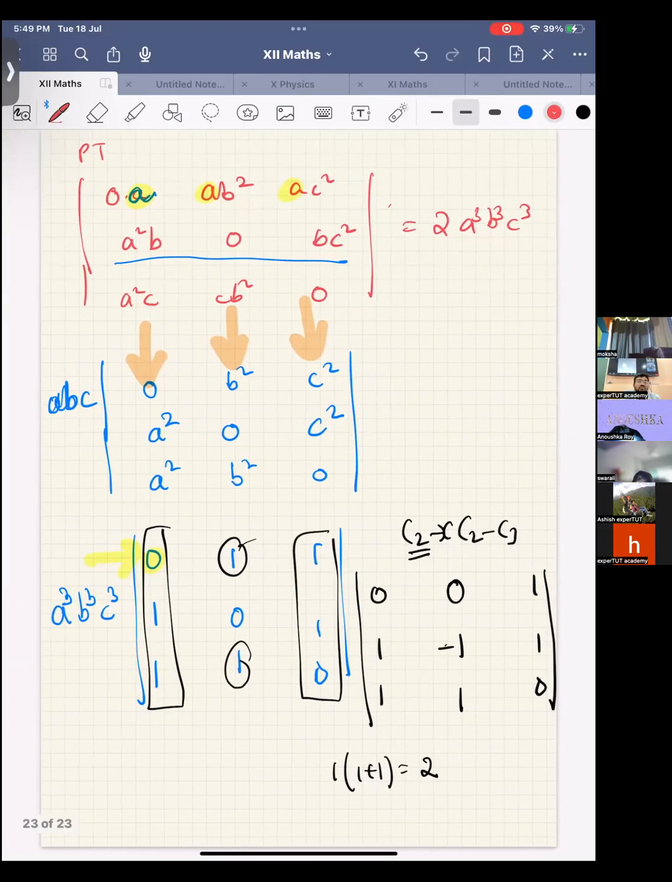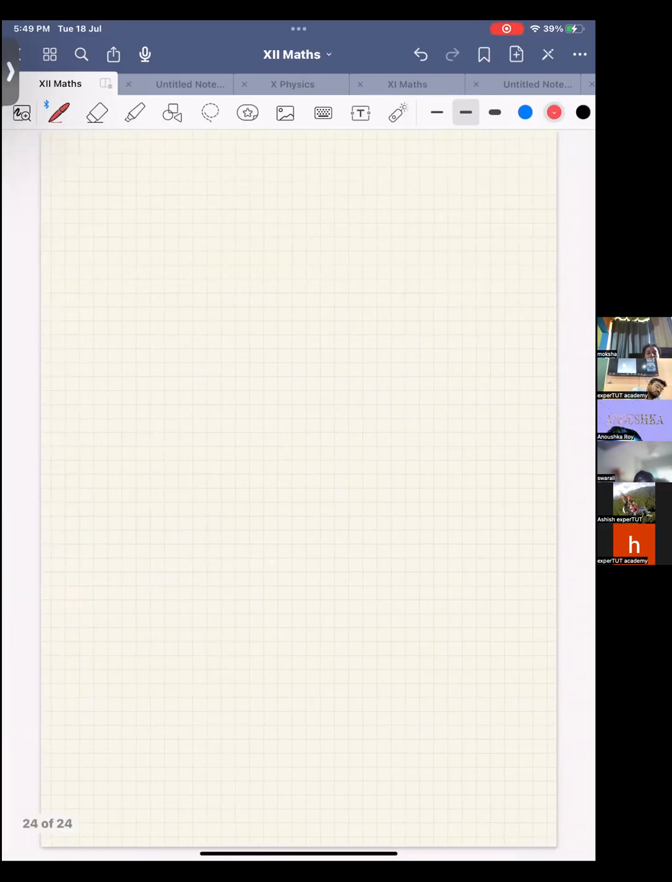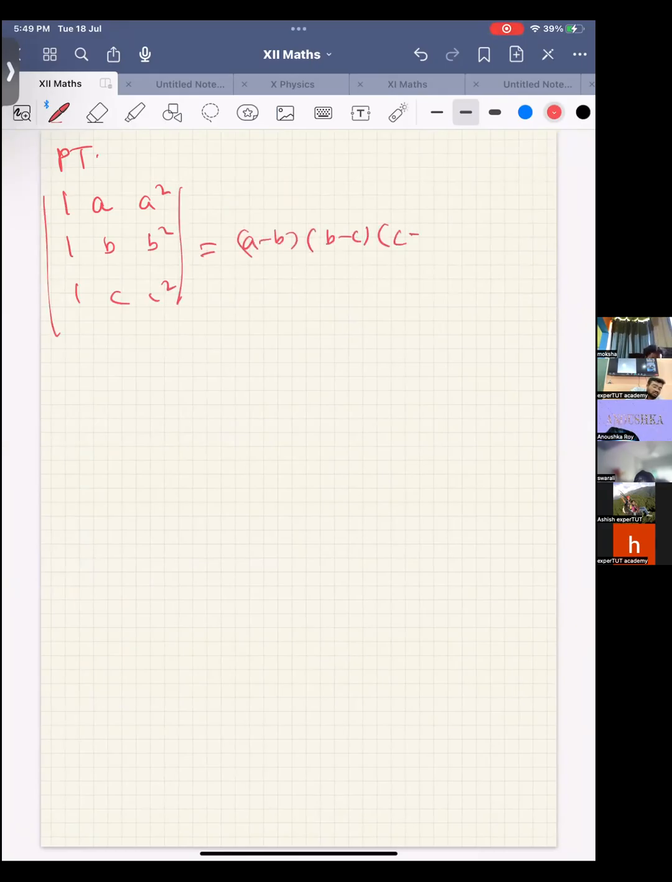Have you written everyone? Okay, this is do it yourself. Prove that the determinant with rows 1, a, a square; 1, b, b square; 1, c, c square is equal to (a minus b)(b minus c)(c minus a).